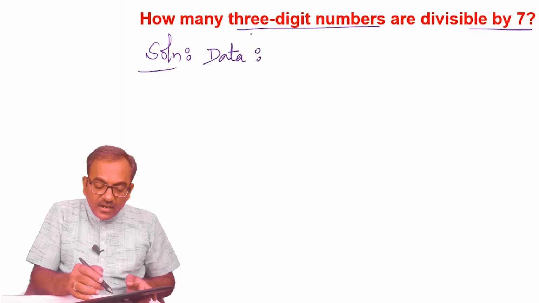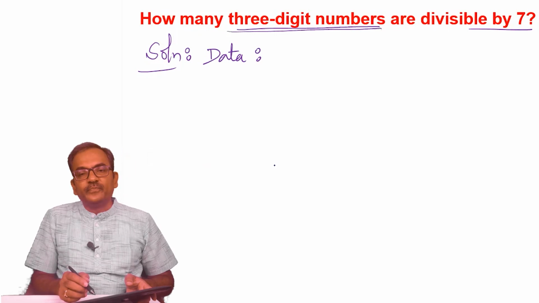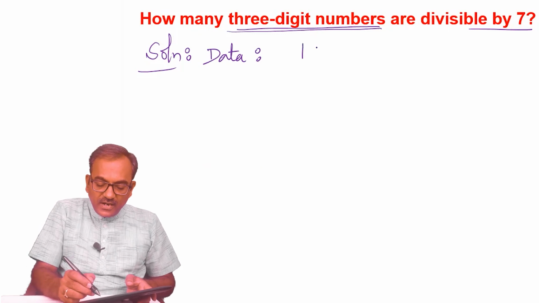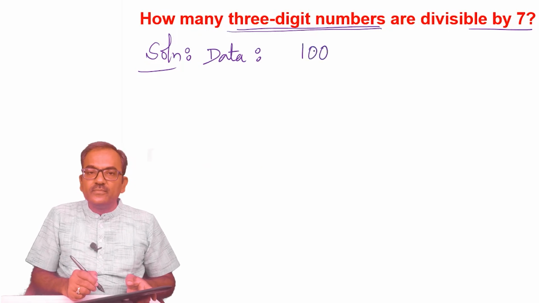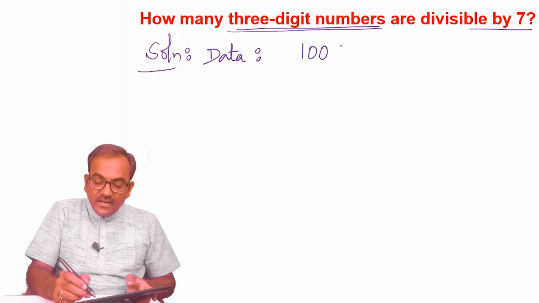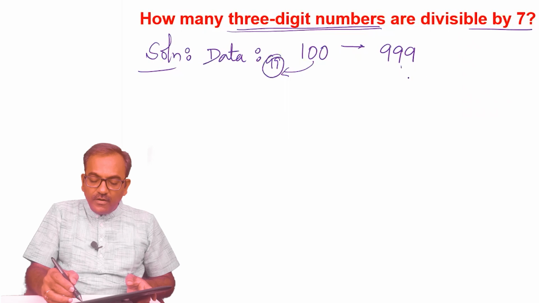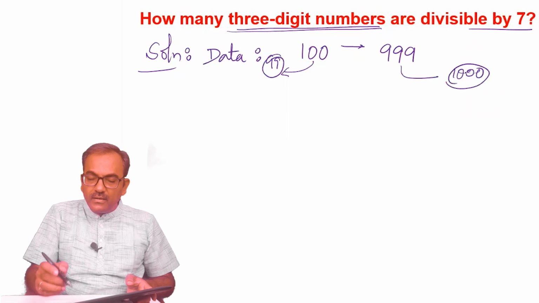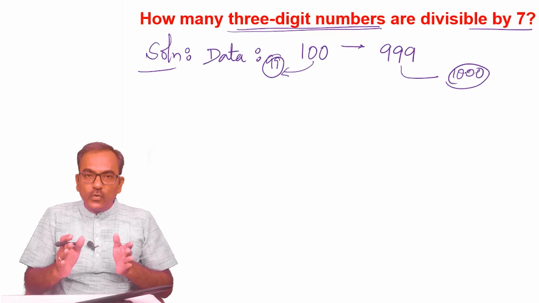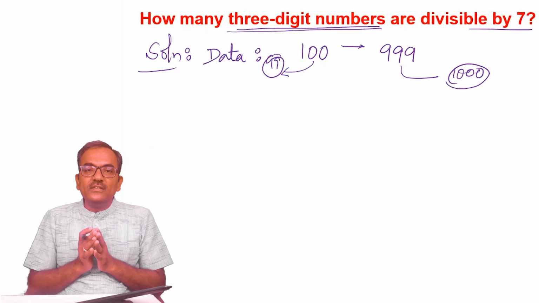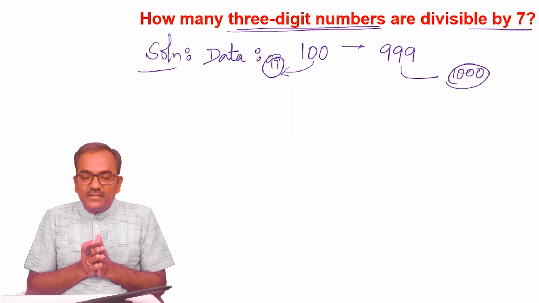The problem starts with the 3-digit numbers. So from where does the 3-digit number start? The 3-digit number starts from 100, isn't it? And where does this end? It ends at 999. Before 100 we have a 2-digit number. After 999 we have a 4-digit number, isn't it? So our focus should be between 100 and 999. And what else is the question asking? It is asking how many 3-digit numbers are divisible by 7.